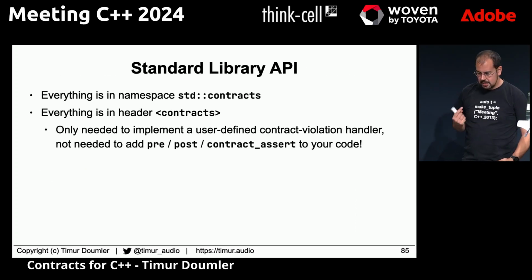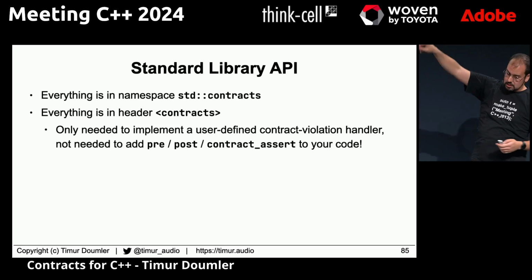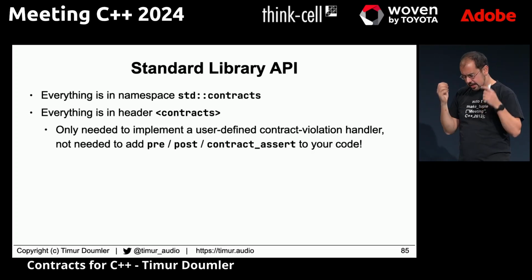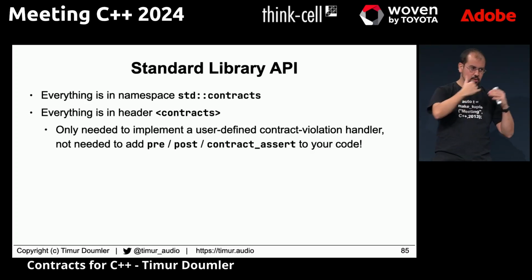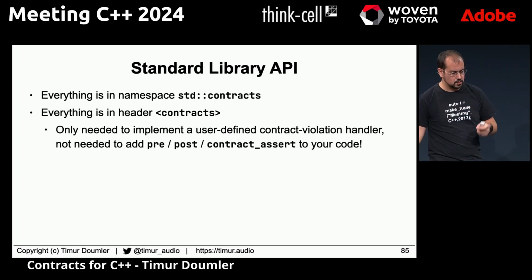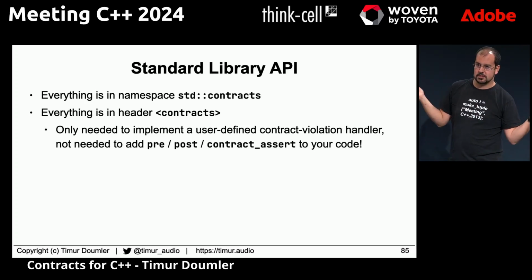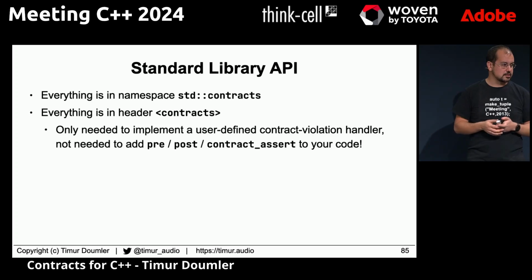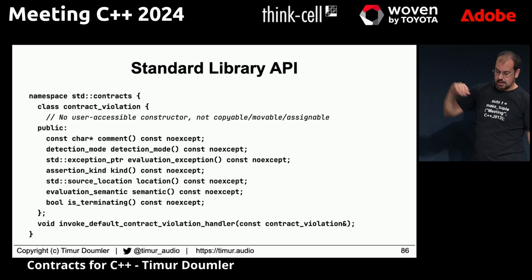So there's a little bit of standard library API here. Everything is in namespace contracts. Everything's in header contracts as a small piece of API, and it's only needed to implement this violation handler. So you don't need to include this header or worry about this if you just want to write pre-post contract assert, only if you're going to implement this handler. And I suppose this is just going to be one person per company, so that is not going to be a very frequent thing to do. And this is all the library API. This is all we have.